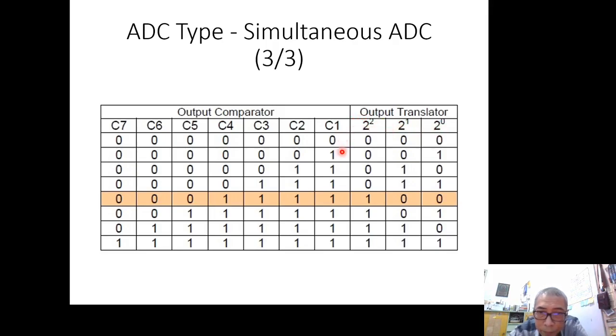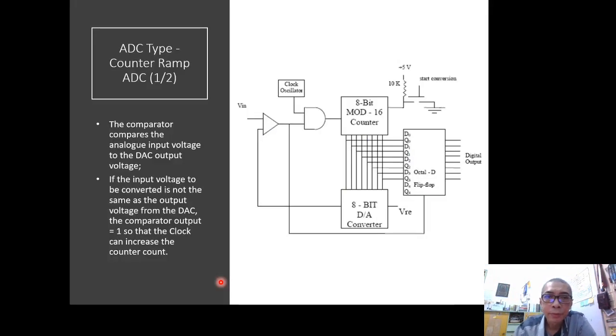So this is 0, 0, 0, then 0, 0, 1, 0, 1, 0, 0, 1, 1, and 1, 0, 0 is right here, and then 1, 0, 1, and 1, 1, 0, and also all 1s. So this is the first type of ADC, which is the simultaneous ADC. The second one is counter-ramp.